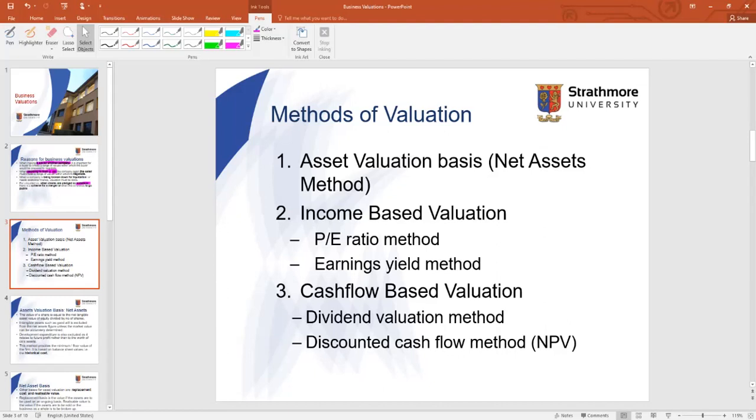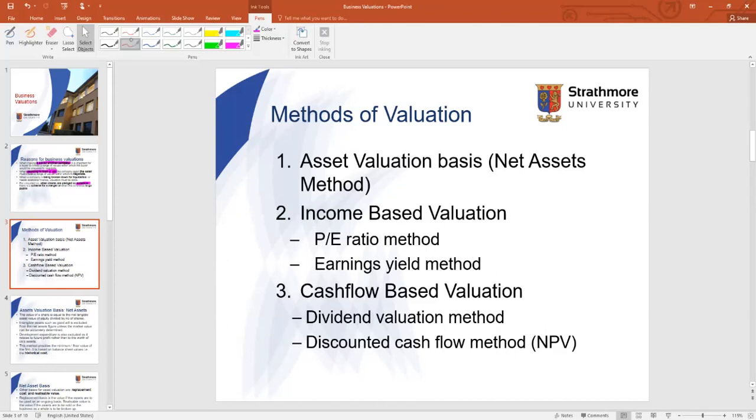Then you can also use the method which is going to be the conventional method used, which is the cash flow based valuation. Here you can use two methods: the use of the discounted cash flow method, which I think we will discuss, the NPV method, which is still part of discounted cash flow, as well as the valuation of bonds, which also follows here.